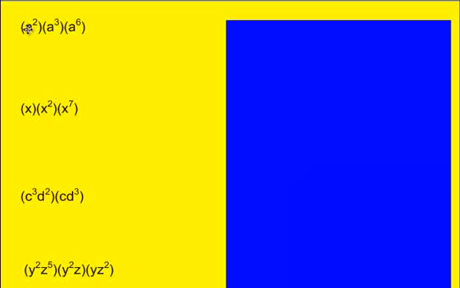So first thing we have is a squared, a to the third, and a to the sixth. Remember, this is a times a times 3 more a's. So right now I have a total of 5 and 6 more. So we should end up with a to the 11th. Very good.